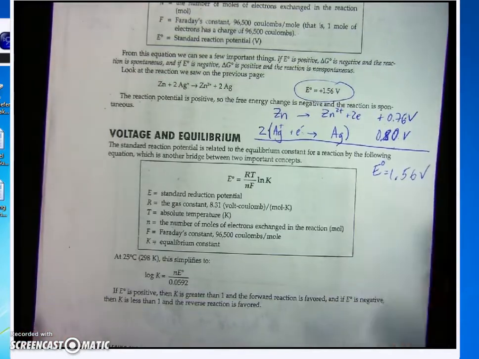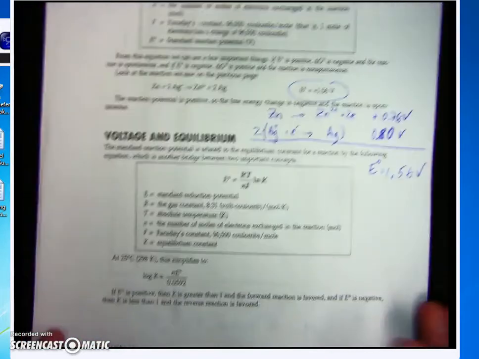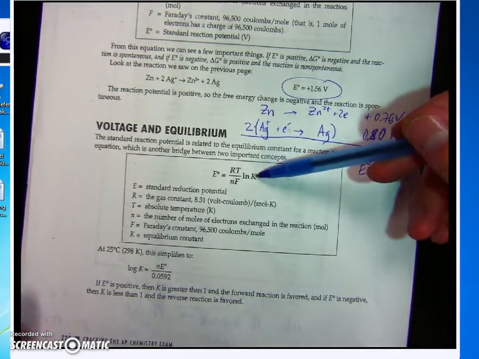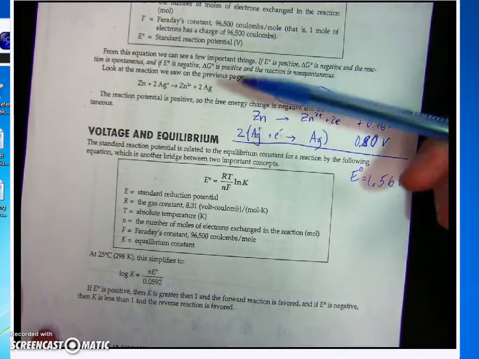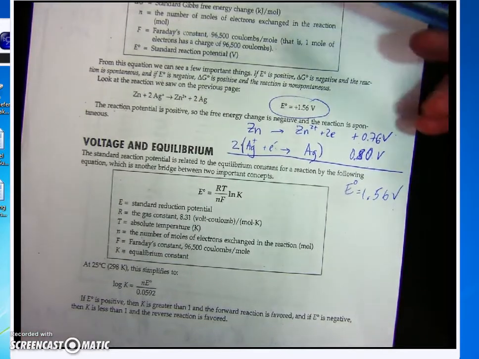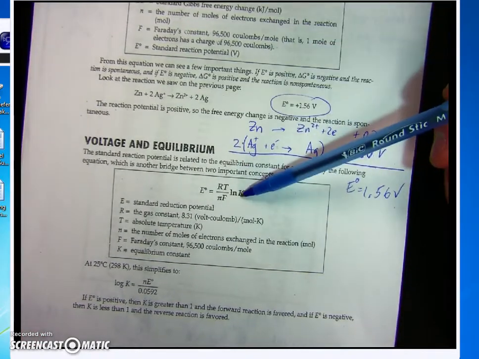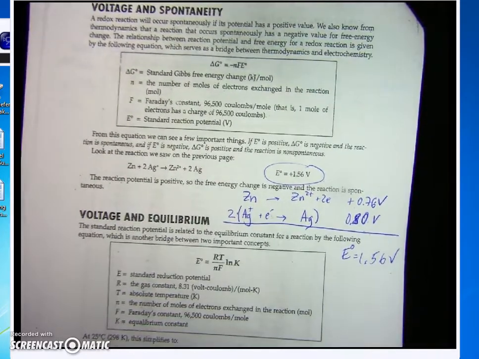Hey everyone, this is the fourth video in our series on electrochemistry. Moving forward into the notion of voltage and equilibrium, this connects everything back to what we have been doing in class, both with equilibrium as well as with spontaneity.